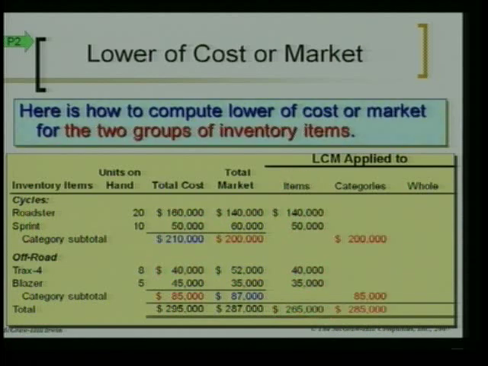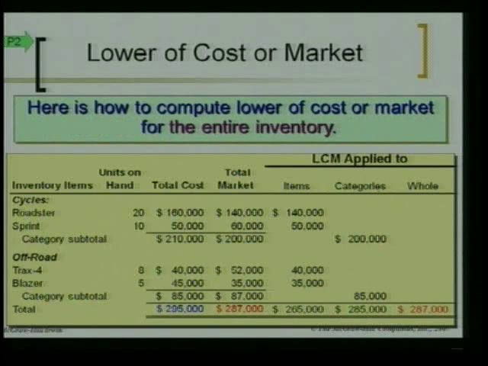Now, if you did it just by categories, you would look at your category subtotals. What's the lower of 210 or 200? 200. What's the lower of 85 or 87? 85. So I would write my inventory down to 285 if I was doing it by categories. Or you could do it as a whole. What's the lower cost or market if I'm just looking at the whole? 295 or 287? 287. Okay? You with me?